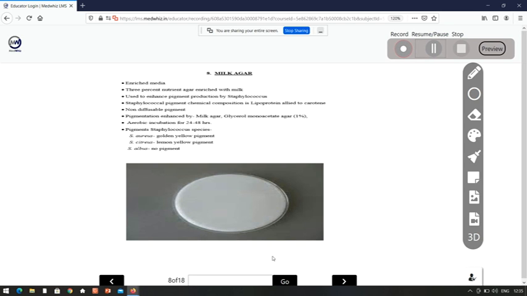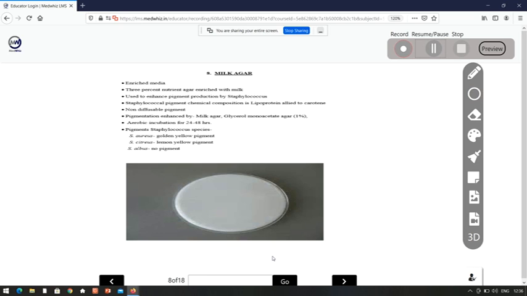Next we have milk agar. It is also an enriched media. 3% of nutrient agar is enriched with cow's milk, so that becomes milk agar. It is used to enhance the pigment production by Staphylococcus. These staphylococcal pigments are chemically similar to lipoprotein. They are allied to keratin. These are usually non-diffusible pigments. This pigment production can be enhanced by milk agar or by the addition of 1% glycerol monoacetate agar.